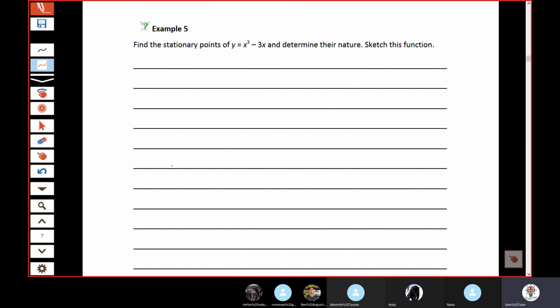Stationary points and nature. There are two ways of doing nature, and I am going to do both ways. Eventually, you've got to pick one to use more often than the other one. One method is more superior than the other, but it doesn't mean it works all the time. So, you have to actually know both methods.